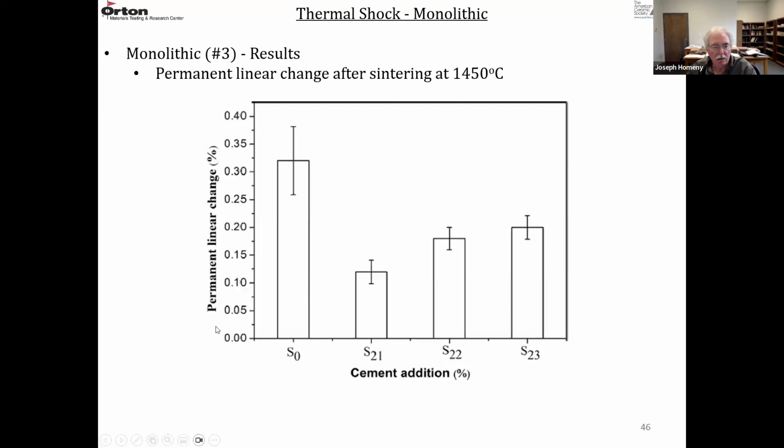They measured percent linear change. This is a before and after measurement after sintering at 1450 degrees C. And these finer ground cement had less volume change. These are still small numbers. This is 0.3%, and these are about half.